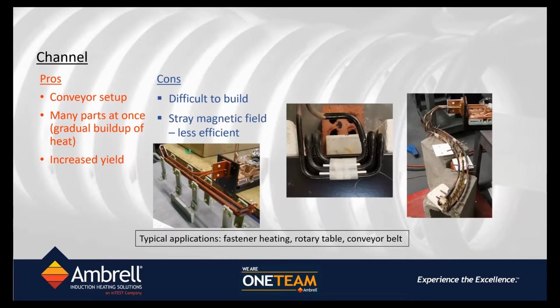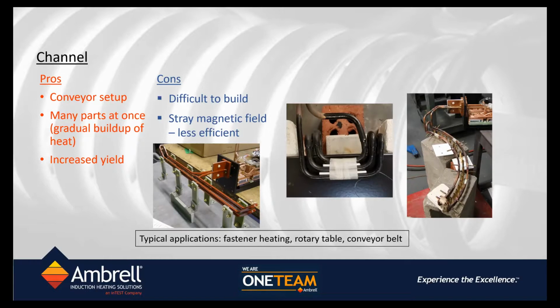There is even one more option of making a coil, which is called the channel type coil. This type of coil is actually able to heat parts traveling on a conveyor, for example. So it's easy to incorporate in a continuous type process where parts may be running along a conveyor or on a turntable, for example, and they have to be heated. The induction coil has loops on each end so that the parts can enter the coil and exit the coil.